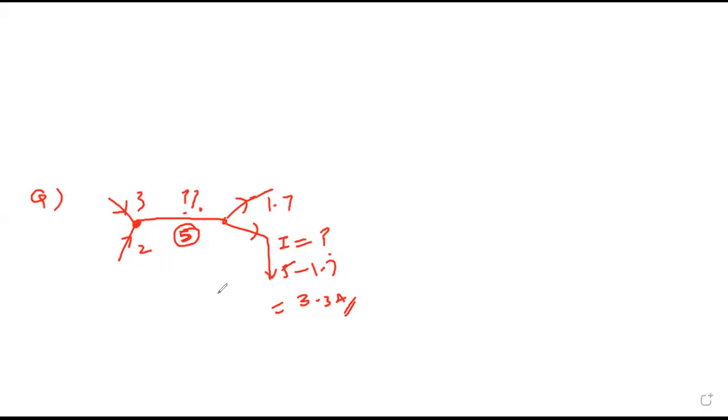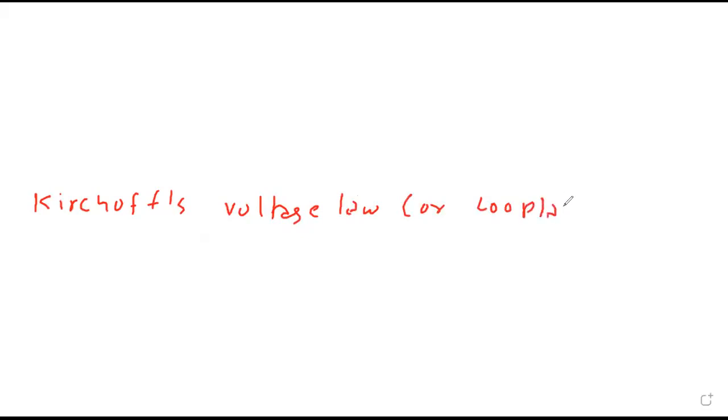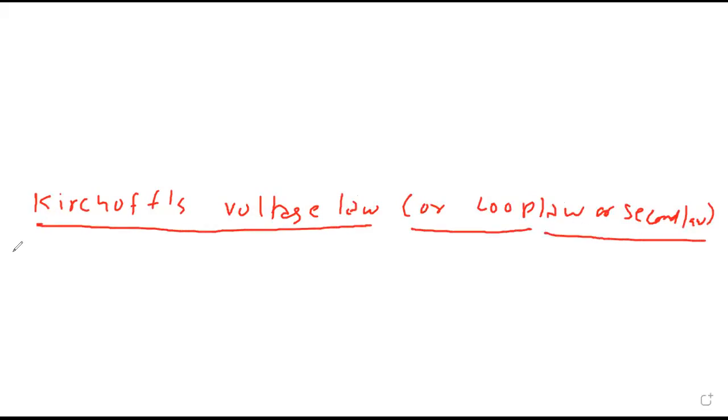Can I clear this now? Yes, sir. So first law we got: Kirchhoff's current law. Second is Kirchhoff's voltage law. So there are two laws of Kirchhoff for an electrical network. Kirchhoff's current law, and second is called Kirchhoff's voltage law, or it is called the loop law, or second law.